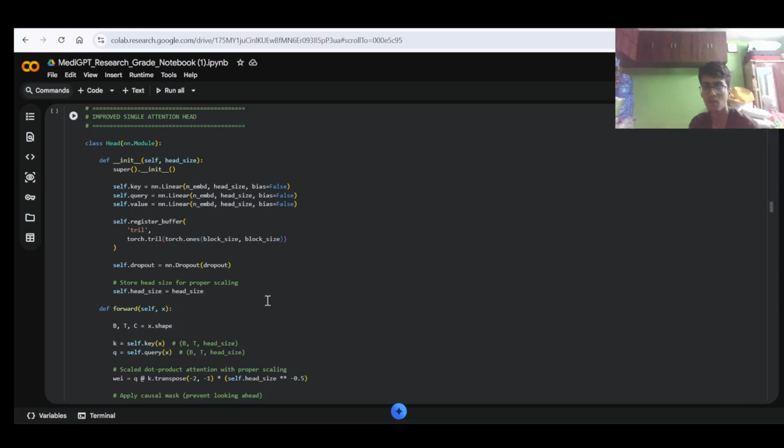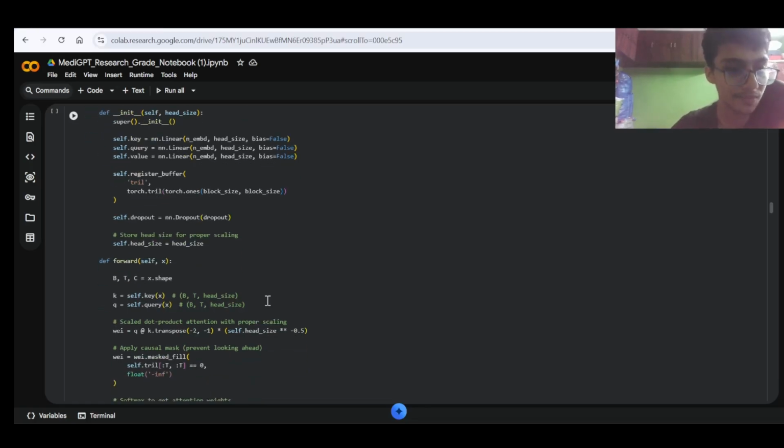Like in a bank, you have a person coming to you and asking for some bank details. That is a query to the bank officer. Now the bank officer has the rights to all the lockers. So all these lockers act as keys, and the value is what is present inside every locker. That is the value. So this analogy can help you easily understand self-attention.